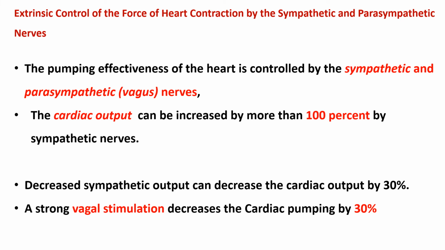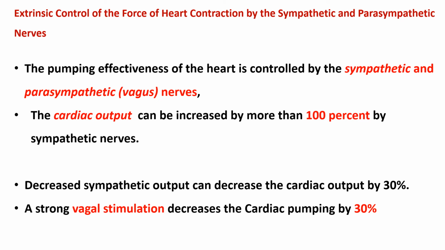Now, as we have already discussed a little bit, the extrinsic control of the force of cardiac contraction is by the nerves. When the body tells the brain that the heart should contract more forcefully so that more stroke volume is given to the body, then the reflex activity is shown by sympathetic and parasympathetic nerves according to the need of the body. So the pumping effectiveness of the heart is controlled by sympathetic and vagus nerve.